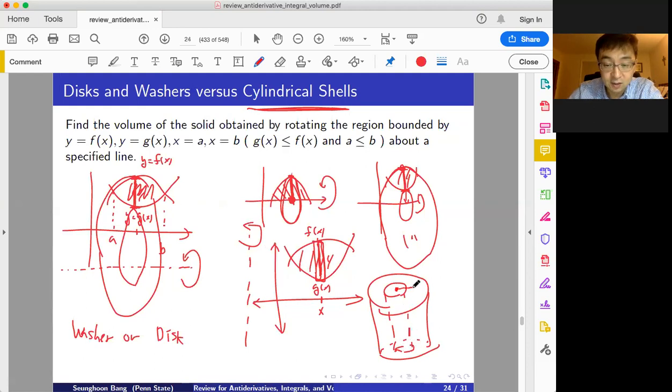What is the average radius? The average radius is from here. This one is exactly a rectangle. This is the midpoint. The midpoint of a rectangle is here. The center is the rotating axis. So this length is exactly the radius. What's the height? The height is the difference between two function values, f of x minus g of x. This is the height, right?